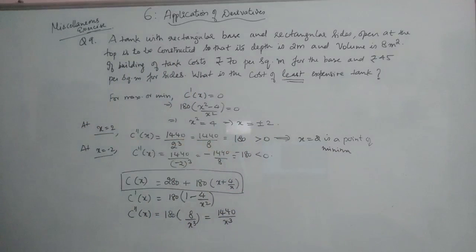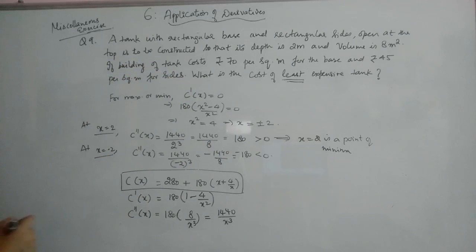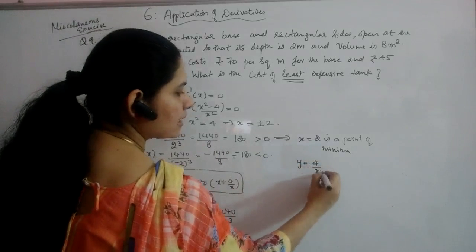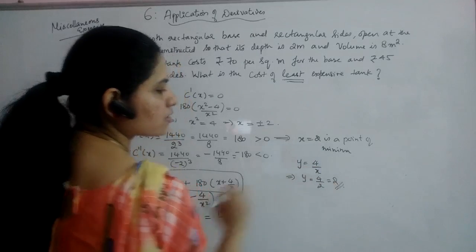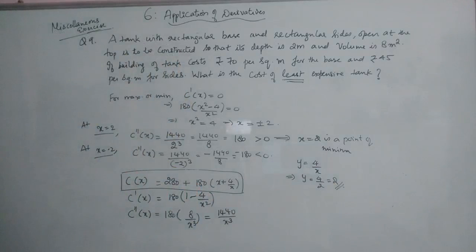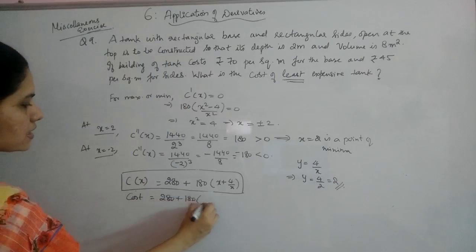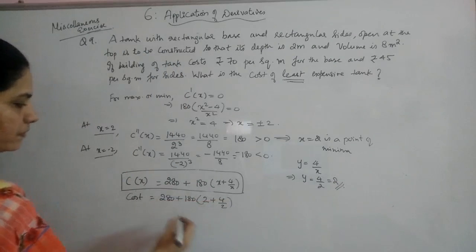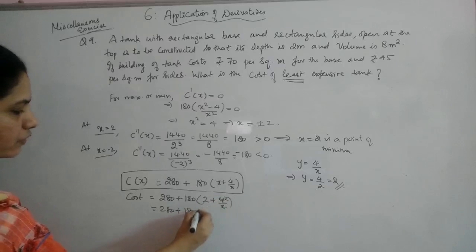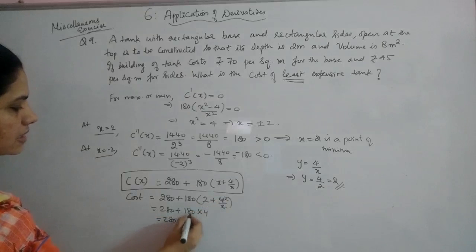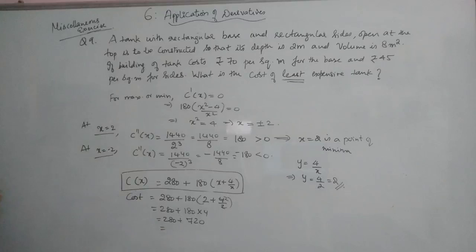Now what will be the cost? Again, they have asked what is the cost. So for that, first we will find out what is y. What was the relation connecting y and x? We got y is equal to 4 by x, right? So y equal to 4 by x will give you y is equal to 4 by 2, which is 2. So y is also 2. Now we will just replace. So the cost which you will get will be 280 plus 180 into x plus 4 by x, which is 2 plus 2, 4. So 280 plus 180 into 4, 280 plus 720, and 280 plus 720 will give you 1000.